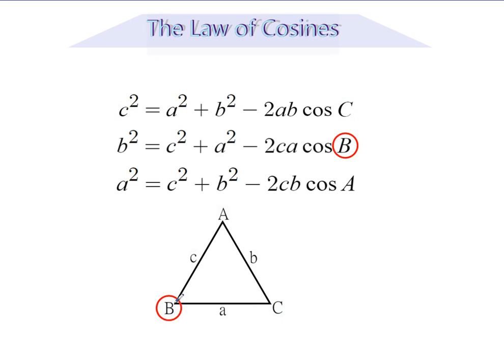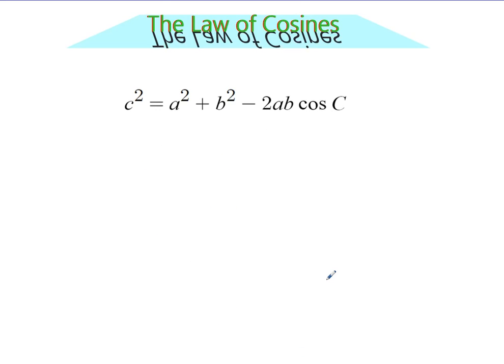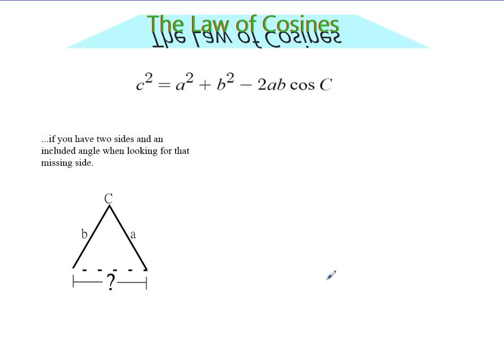If you're looking at angle B, the opposite side of the equal sign is going to have the lowercase b. Okay, if you're looking at angle A, the opposite side of the equal sign is going to have the lowercase a. Okay, let's see how this works for finding the distance across that lake, and how easy this formula is.